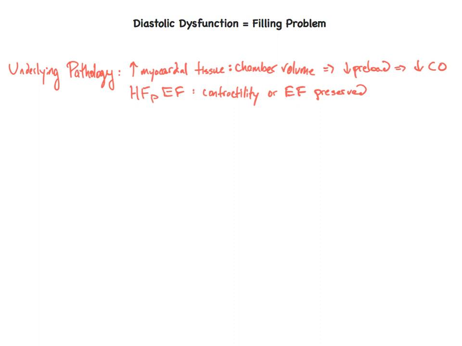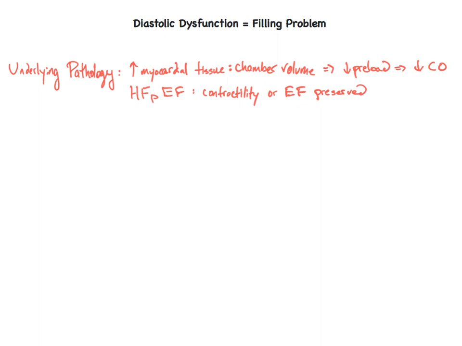So if this patient exhibited signs of heart failure, then we would term this heart failure with preserved ejection fraction, or HFpEF. The characteristic finding in this disorder is the inability of the heart to generate an adequate preload to generate an adequate cardiac output that the body's tissue needs.